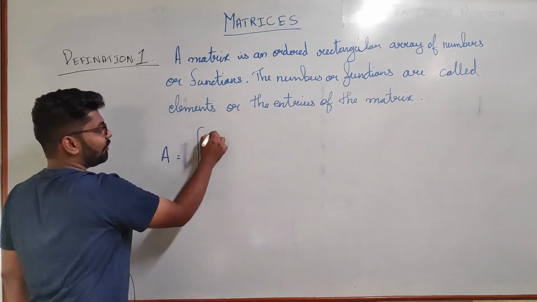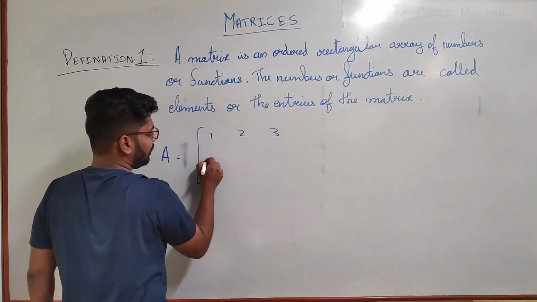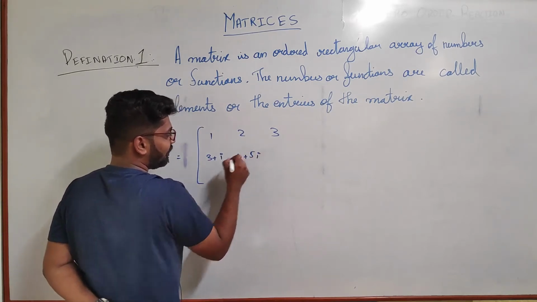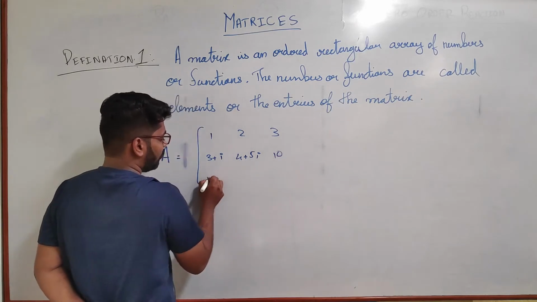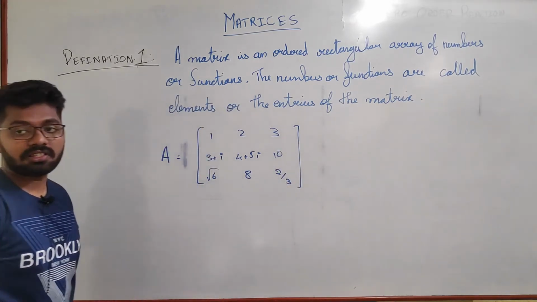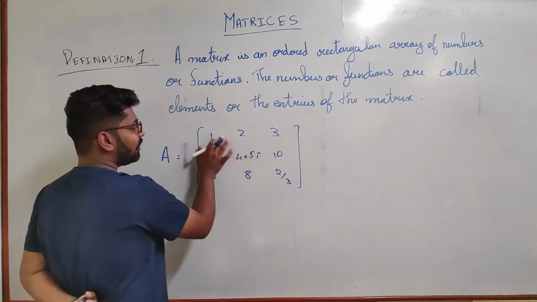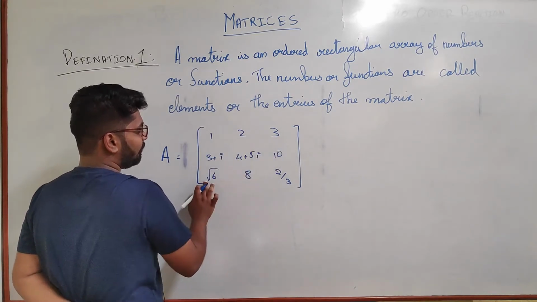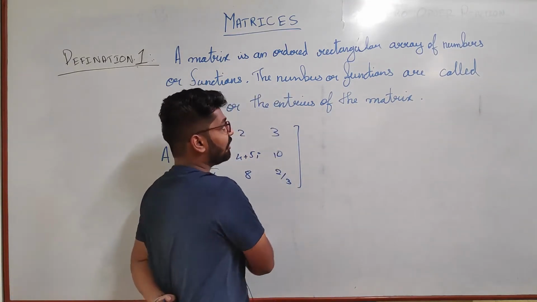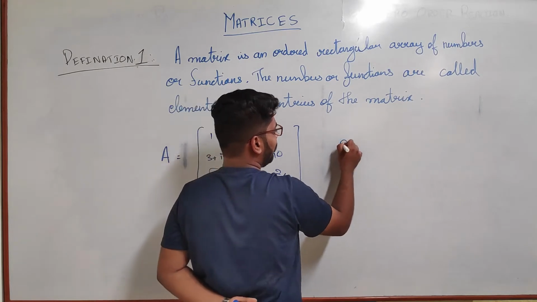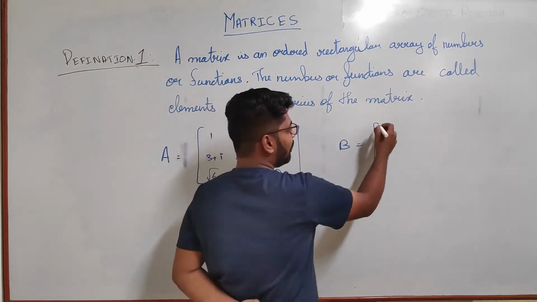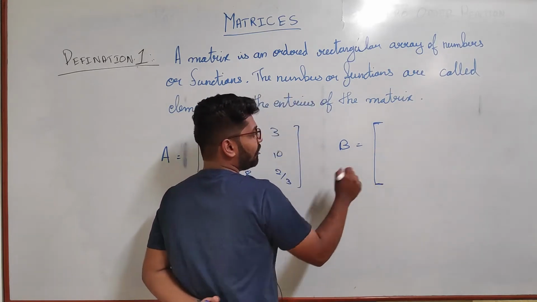So it can be 1, 2, 3, 3 plus i, 4 plus 5i, like complex numbers also, 10, root 6, 8, 2 by 3 and so on. This is one example wherein I have included numbers, complex numbers, irrational numbers and fractions. All numbers are included, or functions. Let us see one example of functions. A matrix is always represented in square brackets. Remember to always put square brackets.